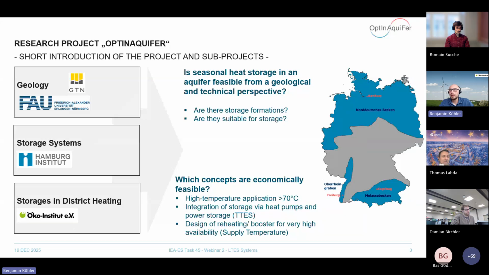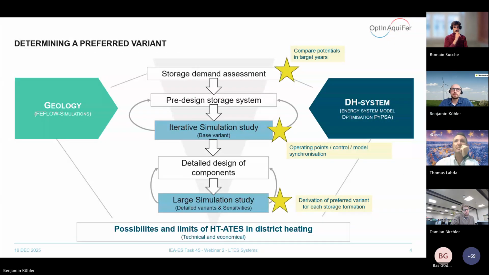Do we need other storages, like tank storages for higher temperatures, or even heat pumps for the integration of the ATES? And we focused on the design of reheating and boosters for a very high availability. So to make sure that the ATES system is able to provide high supply temperatures, especially in winter times.